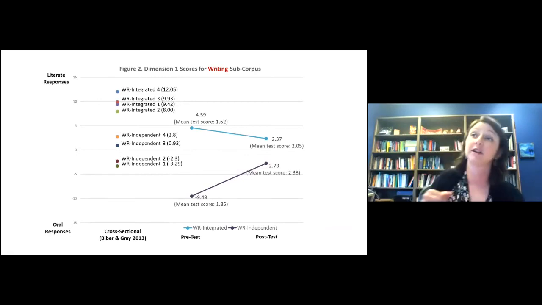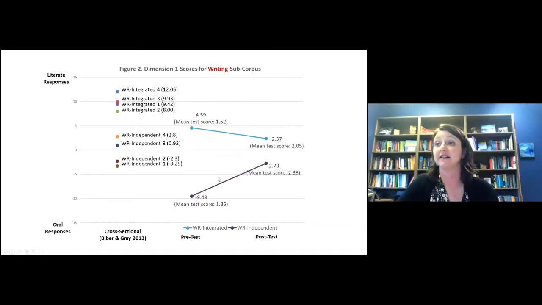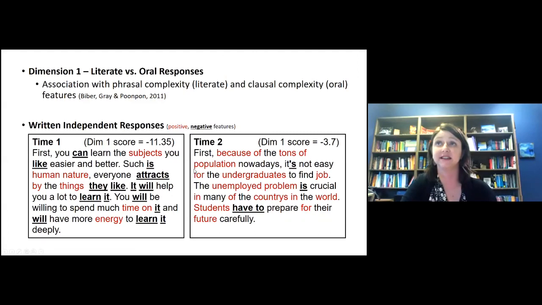And so very quickly what we'll see is that the purple here is the written independent task, and you can see that they started out sort of off the charts. They weren't very similar to our register norms for written independent tasks, but by the time they took the test the second time, you can see that their score is very much in line with our target norms or what we would expect. Okay. And we can see this in the language as well.